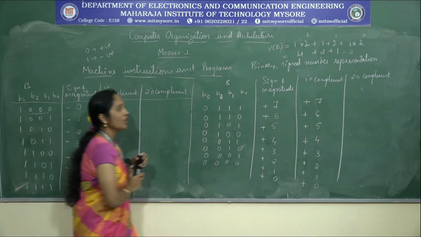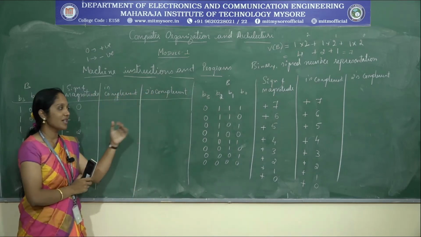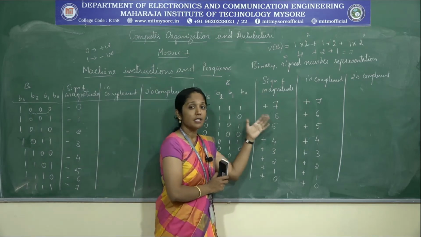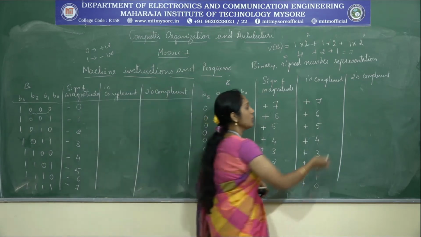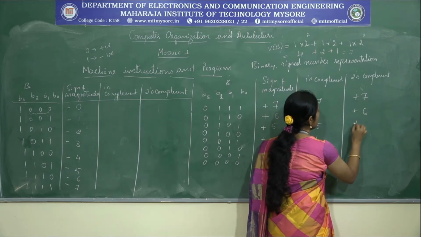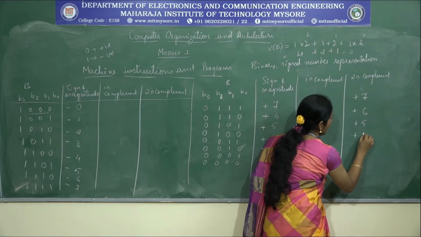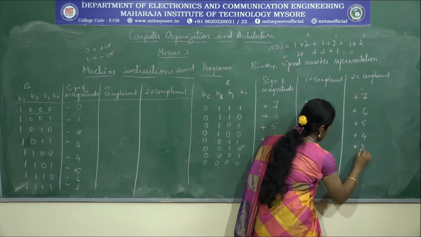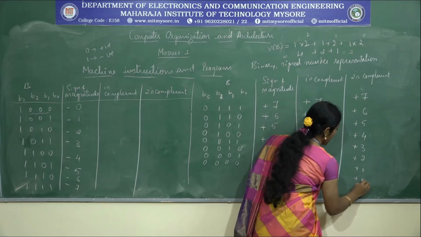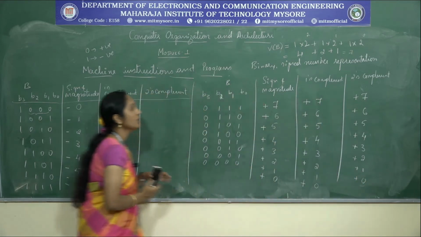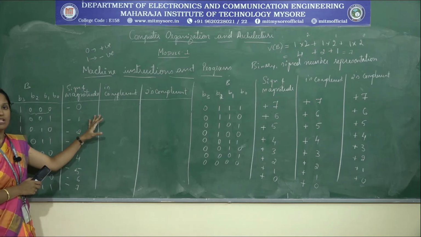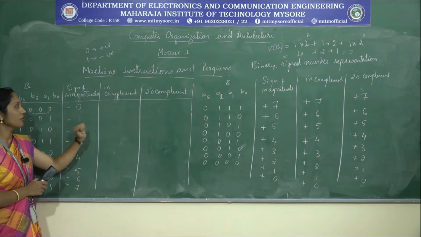So even in 1's complement form the positive numbers are represented as they are, and if you consider the 2's complement form, here also the positive numbers representation will be the same, there is no change. So all the numbers are the same as in sign and magnitude and 1's complement. Now coming to the negative number representation, here we can see the change in representation of the numbers.